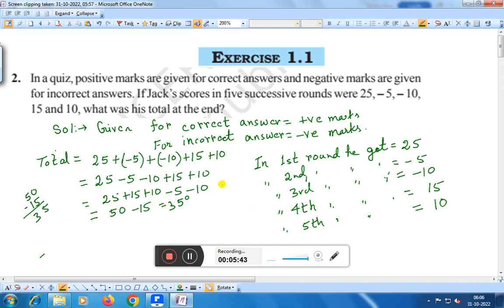Right? Therefore, you can say that at the end, his total was 35.